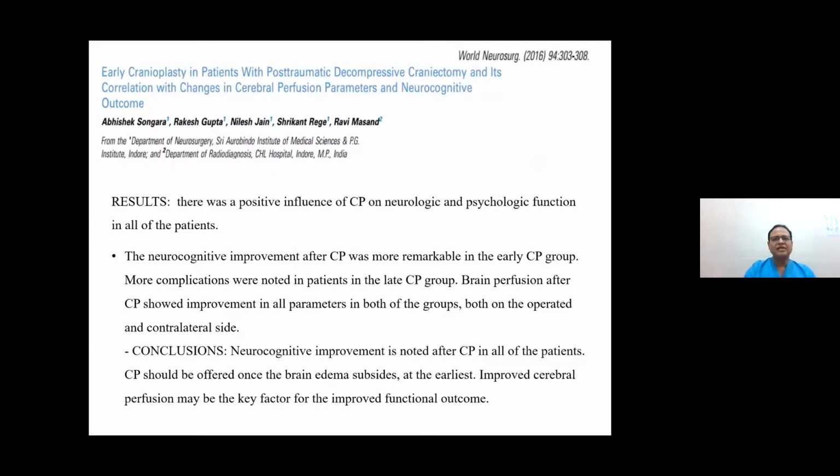Not only does early cranioplasty prevent the atmospheric pressure on the brain, it also increases the perfusion of the brain. This was a paper which came in 2016 when they did cerebral perfusion studies before and after cranioplasty. They showed that the perfusion increased and the neurocognitive development also was better following cranioplasty. Hence, it's better to do it early.